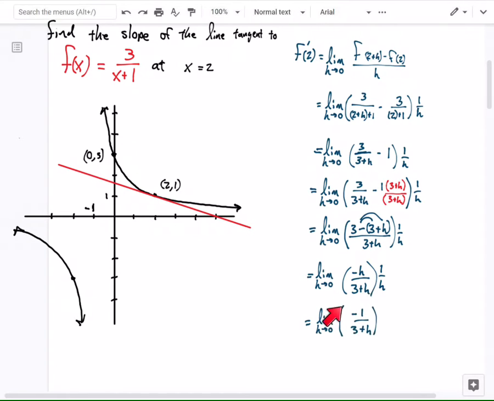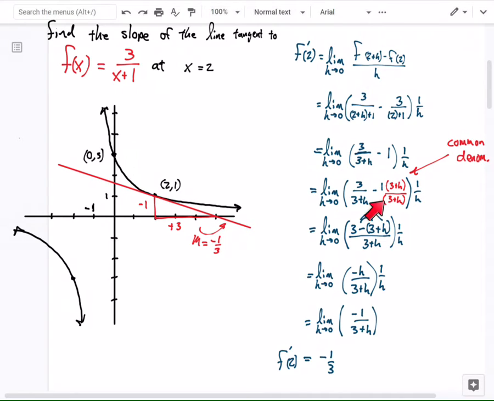The h's divide out, and so at this point, now that I got the h out of that denominator, I can basically just allow h to approach 0 here, and I would find negative 1/3 as my slope, which is consistent with the graph. We can see down 1 over 3 puts me right back on the line.